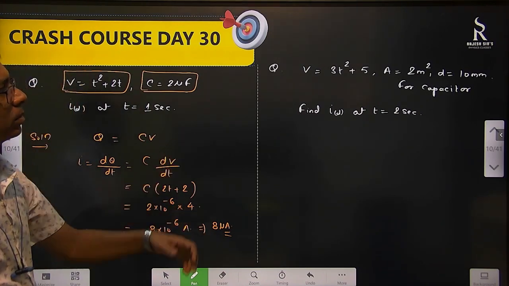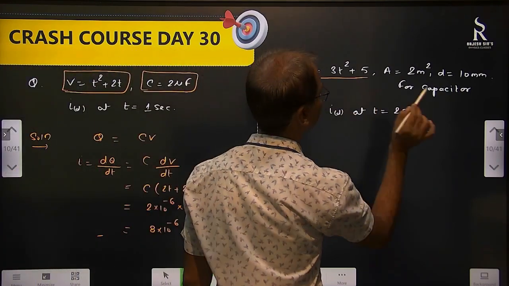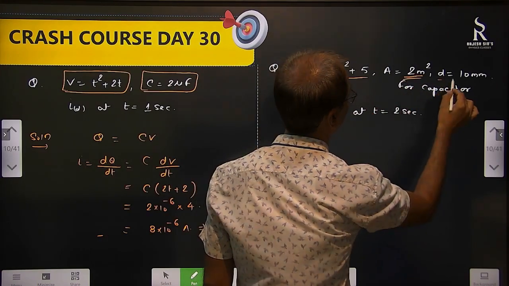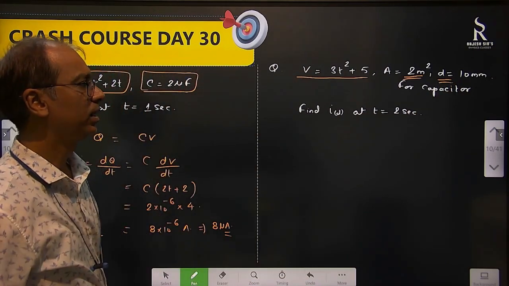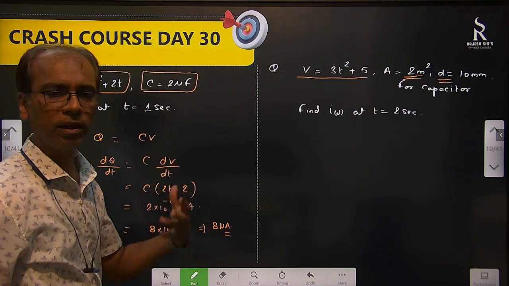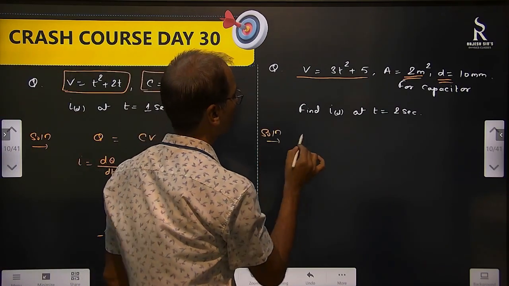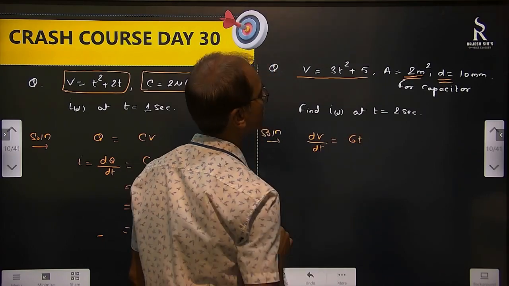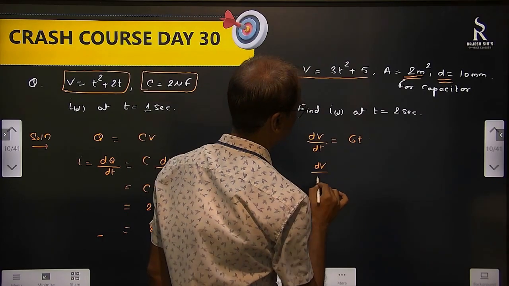Okay, another question is there. Similar question. So V only is changing here also, but in this one the information given is different. Area of the plates of the capacitor is 2 and separation between the plates of the capacitor is D, and you have to find ID at t equal to 2 seconds. So first we have to write the capacitance, and then we have to do it. But first let's do dV by dt. So dV by dt is 60, and t equal to 2 seconds means dV by dt is 12.